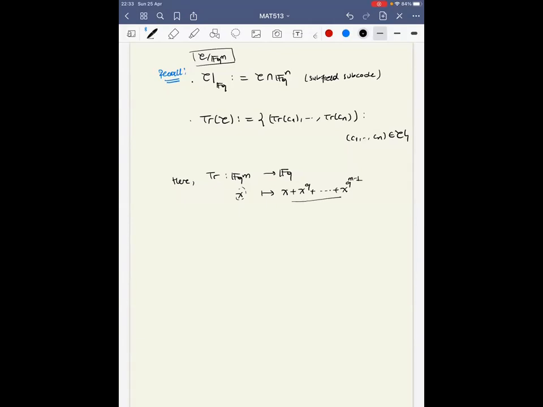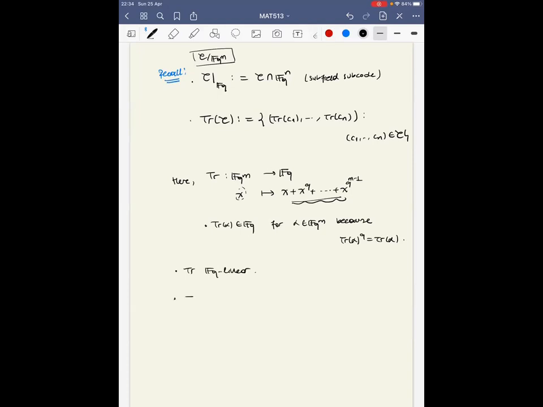You can check it by taking its q-th power and verifying that, again, it is equal to this sum. So trace of alpha is in F_q, because we can easily verify that trace of alpha to the q is equal to trace of alpha, and this map is F_q linear.